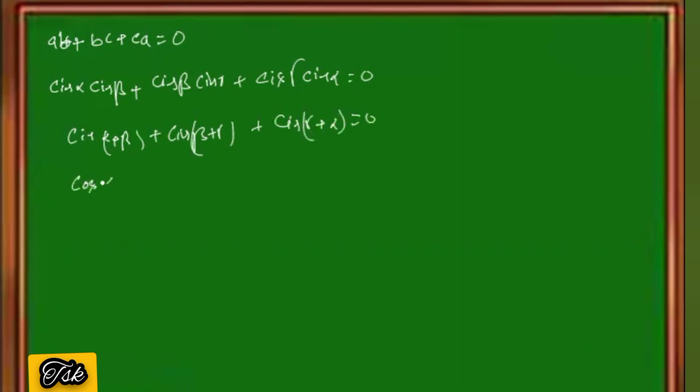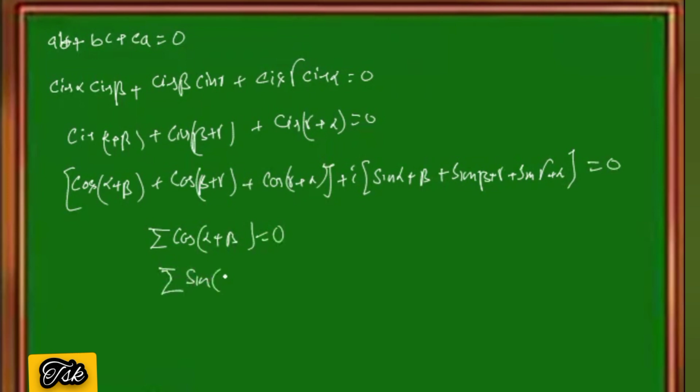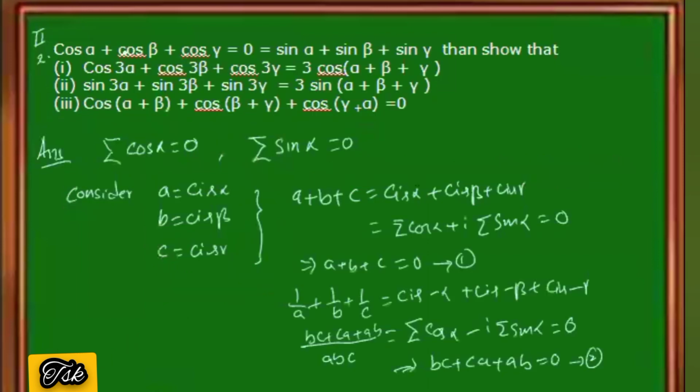So here it is cos of alpha plus beta plus cos of beta plus gamma plus cos of gamma plus alpha, plus i into sin of alpha plus beta plus sin of beta plus gamma plus sin of gamma plus alpha, is equal to 0. So when you compare the real part, you get sigma cos of alpha plus beta is equal to 0. And when you compare the imaginary part, sigma sin of alpha plus beta is equal to 0. So look at the problem: sigma cos alpha is equal to sigma sin alpha. We have to prove this.